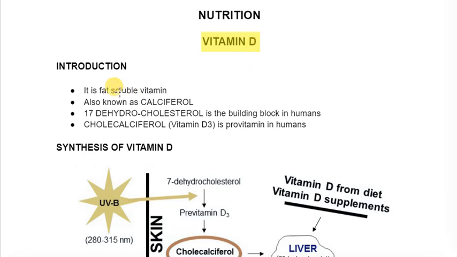So, what is vitamin D? Vitamin D is a fat soluble vitamin, which is also known as calciferol. 7-dehydrocholesterol, which is a chemical name, is a building block for humans. And one more thing, cholecalciferol, which is vitamin D3, is a provitamin which is found in humans. So we'll see how the synthesis occurs.